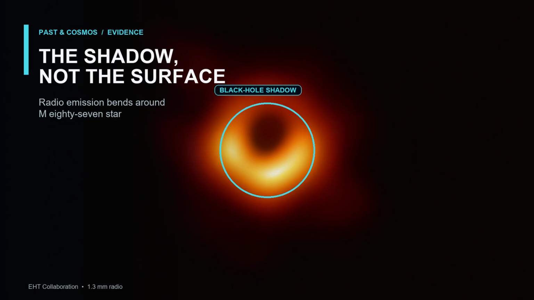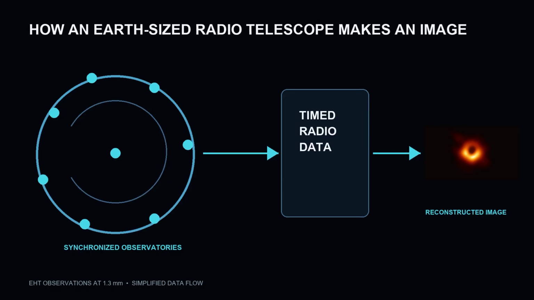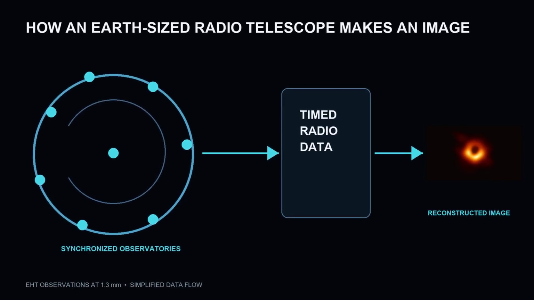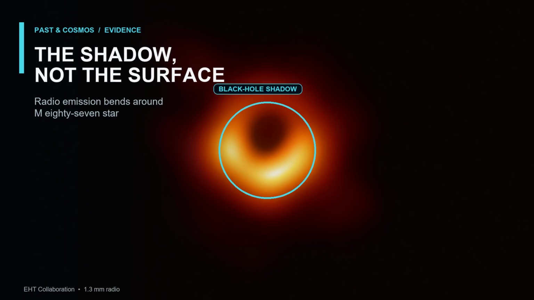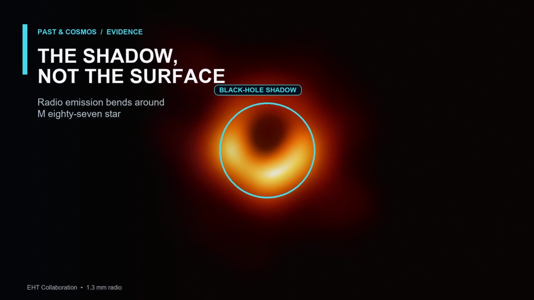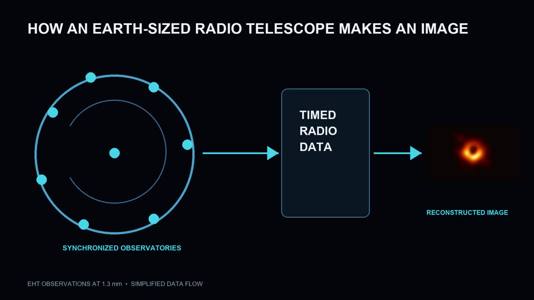The bright ring traces radio emission distorted by extreme gravity. The dark center is the black hole's shadow, a region enlarged by light bending and capture. The event horizon itself is smaller than that shadow. So this is not a visible light photograph of a dark surface. It is direct visual evidence reconstructed from synchronized radio observations of the environment closest to the black hole.